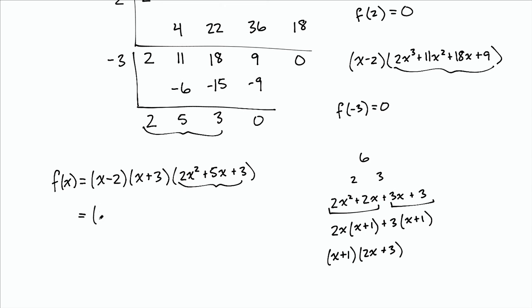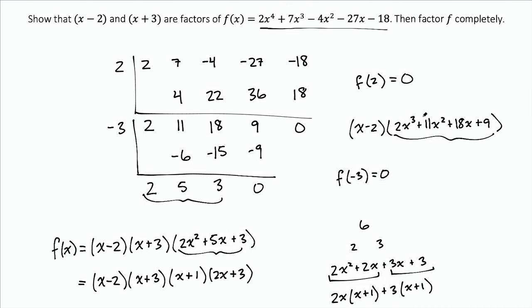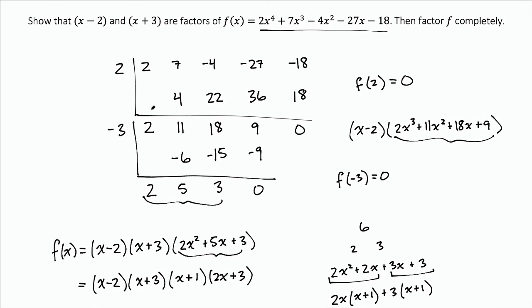So coming back to our f, we can write this in a completely factored form. We have our x minus 2 and our x plus 3, and then we have x plus 1, and we have 2x plus 3. And this is f written in a completely factored form. And so hopefully we can see now how powerful it is to be able to show that something is a factor by just using synthetic division, and it breaks it down for us and it factors it for us. We don't have to worry about horrible techniques of factoring because this process gives it to us.